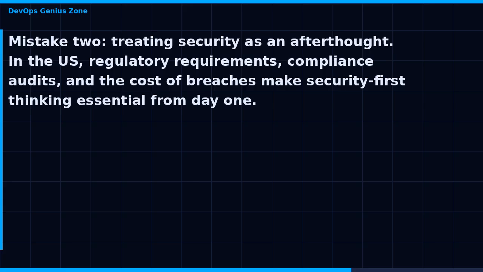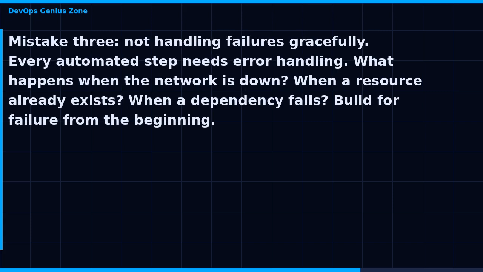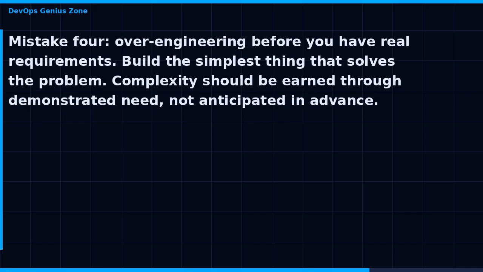Mistake 3, not handling failures gracefully. Every automated step needs error handling. What happens when the network is down? When a resource already exists? When a dependency fails? Build for failure from the beginning. Mistake 4, over-engineering before you have real requirements. Build the simplest thing that solves the problem. Complexity should be earned through demonstrated need, not anticipated in advance.